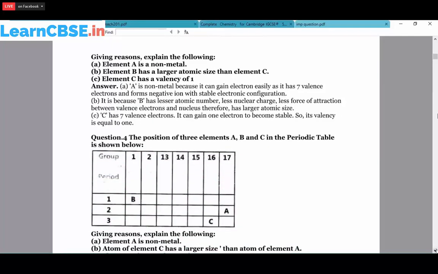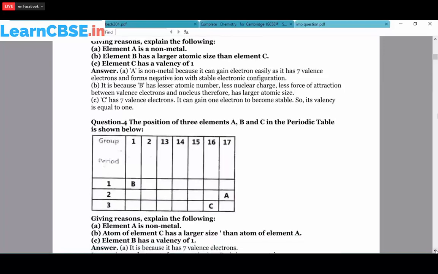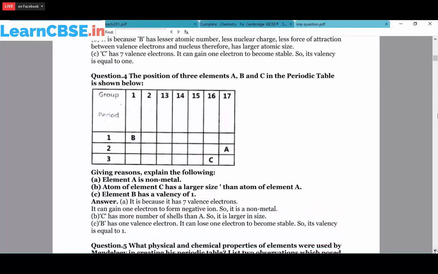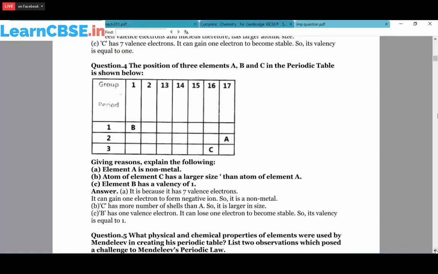Next question. The position of the three elements A, B and C in the periodic table is shown below. B is present in group 1, C in group 17, and A in group 16. Element A is a non-metal. Yes, again the same answer, because it has 7 electrons in the outermost shell, so it can easily gain 1 electron, and so it is a non-metal.